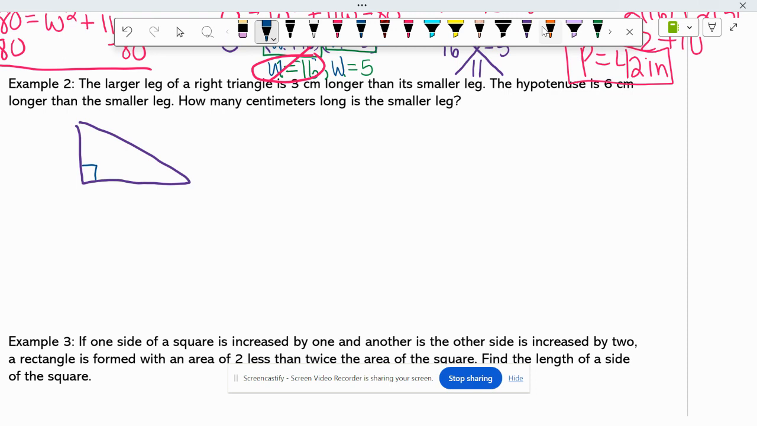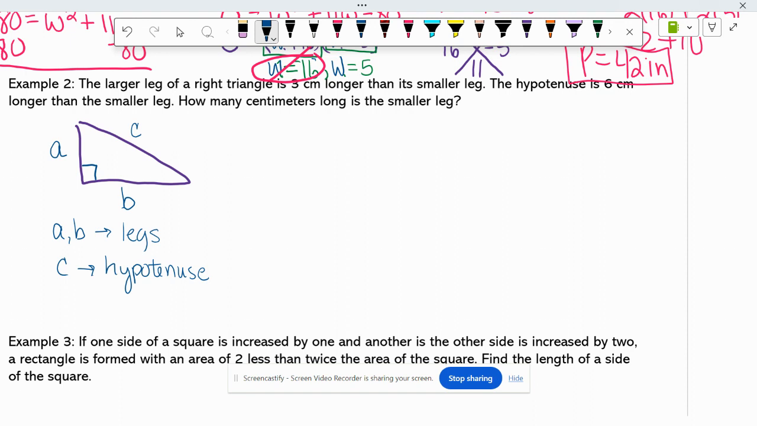So when I think about a right triangle, these sides are labeled like this: A, B, and C. A and B are what we call the legs of the right triangle, and C is the hypotenuse. Do you guys remember that? You should remember that from 6th, 7th, 8th grade. A and B are the legs, and C is the hypotenuse.